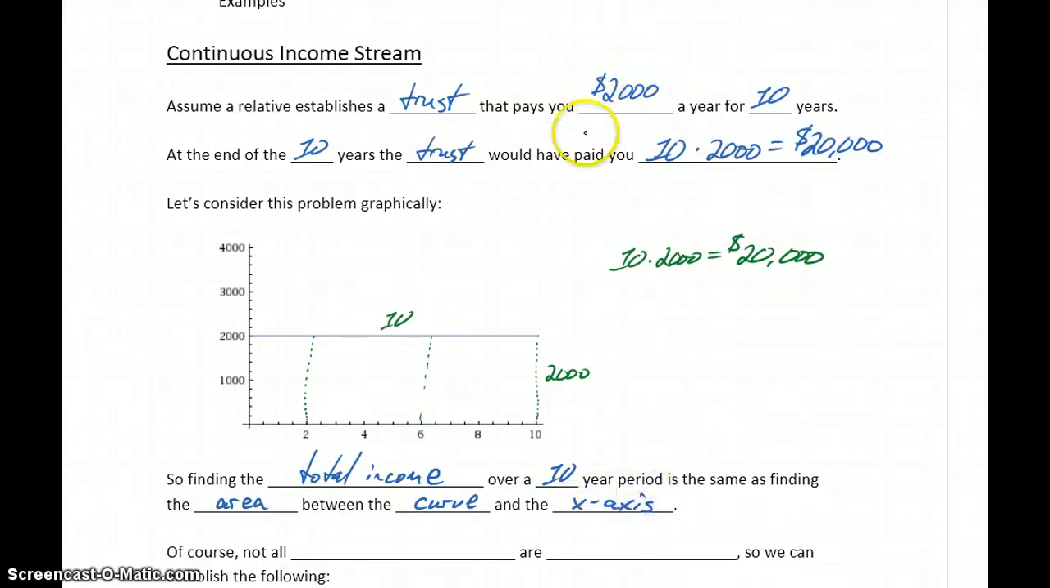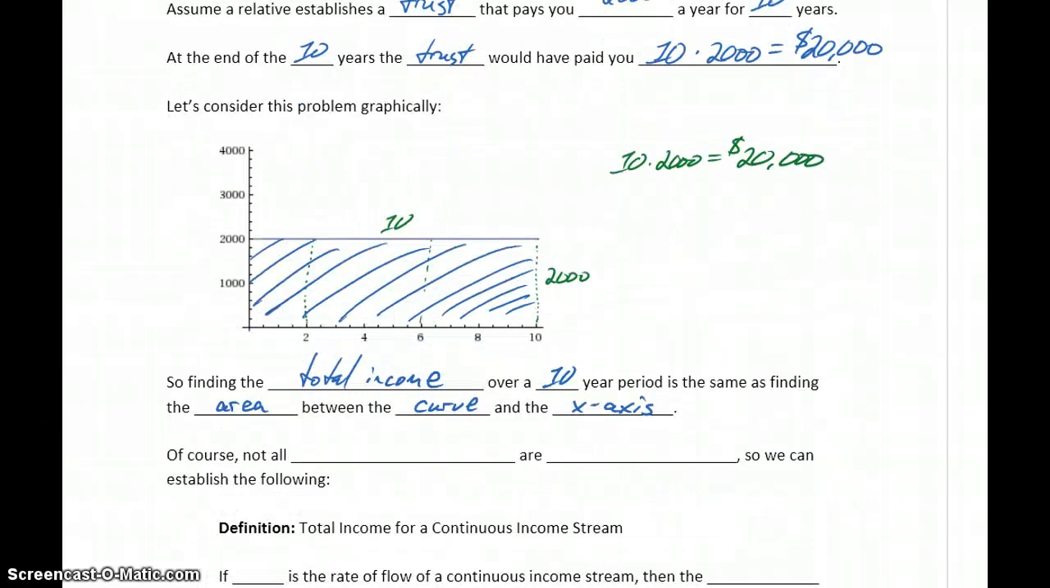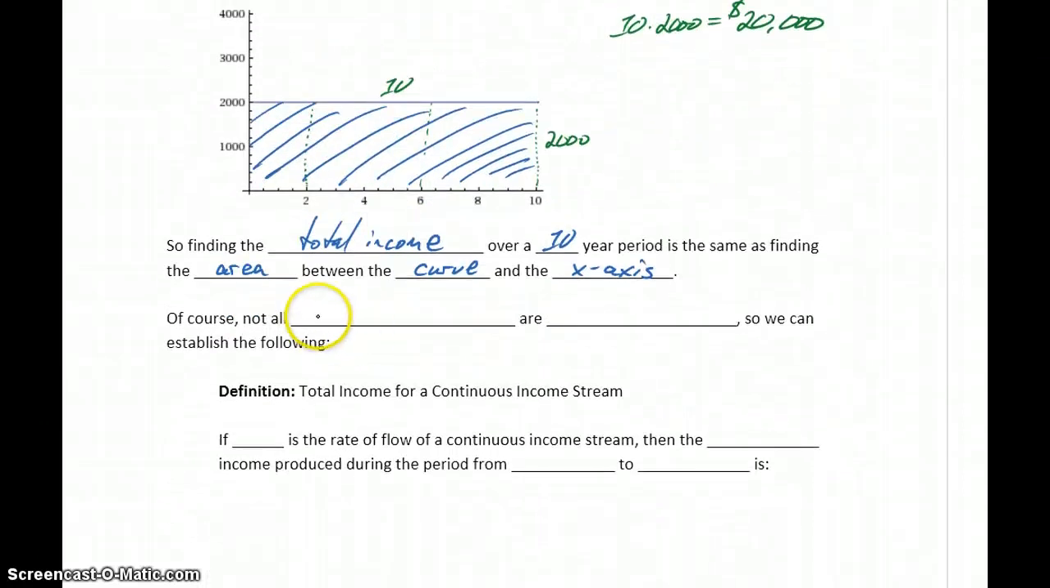So just thinking through this practically, $2,000 each for each of 10 years gives us $20,000. Here we have 10 times 2,000 gives us $20,000. So when we're trying to find that total income, really what we're doing is just finding the area under the curve, in this case under a constant income stream. That's predictably $2,000 every year. So the trick becomes that not all income streams are constant.